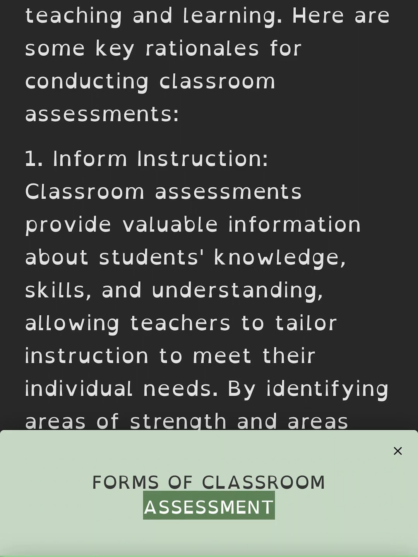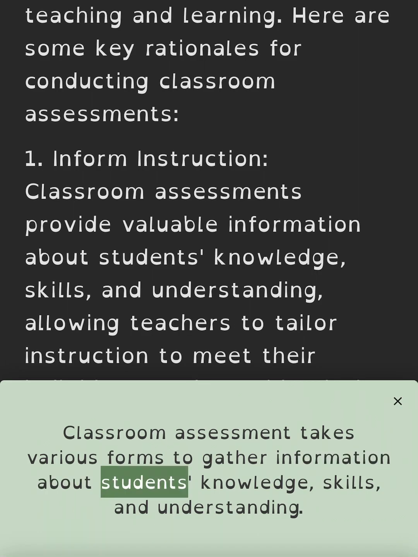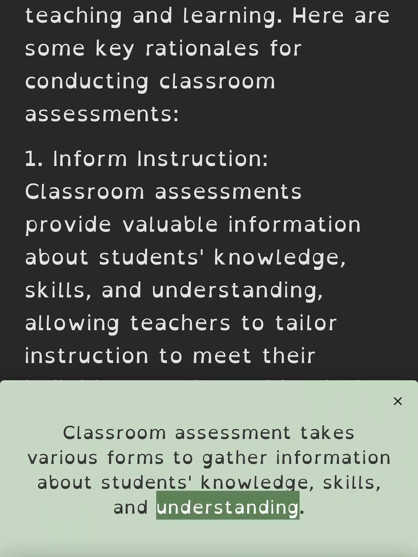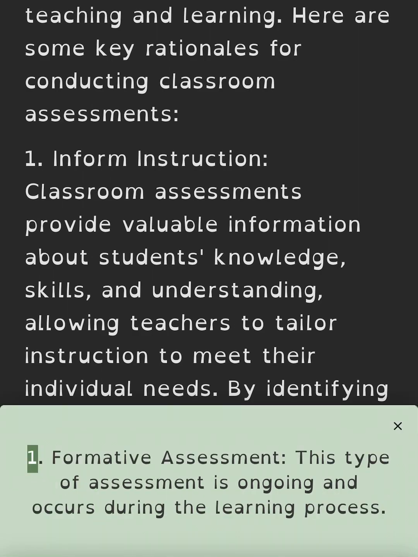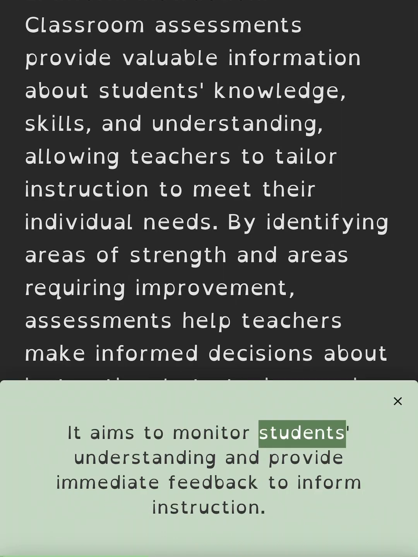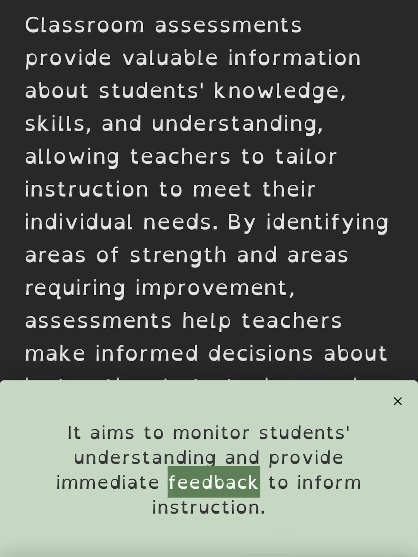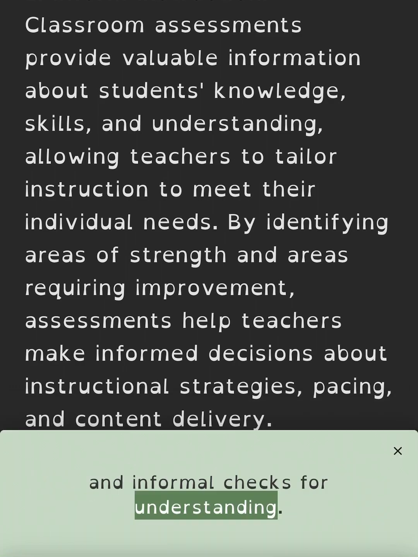Forms of classroom assessment. Classroom assessment takes various forms to gather information about students' knowledge, skills, and understanding. Here are some common forms of classroom assessment. 1. Formative assessment. This type of assessment is ongoing and occurs during the learning process. It aims to monitor students' understanding and provide immediate feedback to inform instruction. Examples include classroom discussions, questioning techniques, exit tickets, quizzes, observations, and informal checks for understanding.